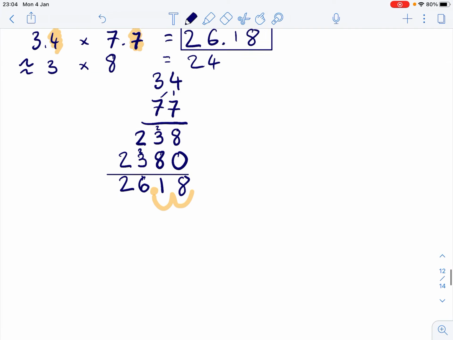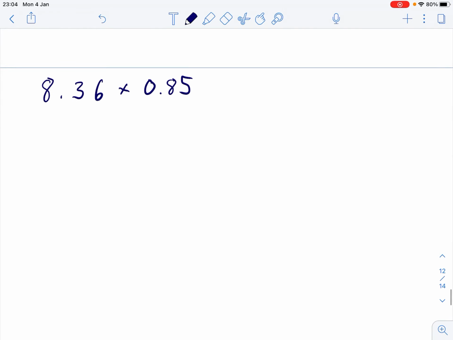Okay, now final example. 8.36 times 0.85. Okay, so again, think about this without the decimals in. 8.36 times, without the decimals in, 836 times 85. Okay, I always generally write the smaller number on the bottom, just it reduces the amount of rows you have to do when you do the long multiplication.